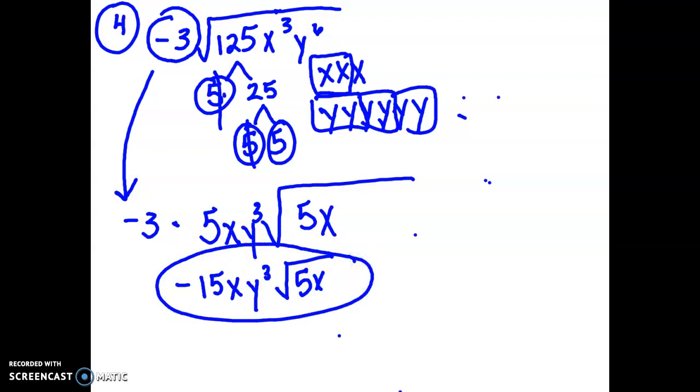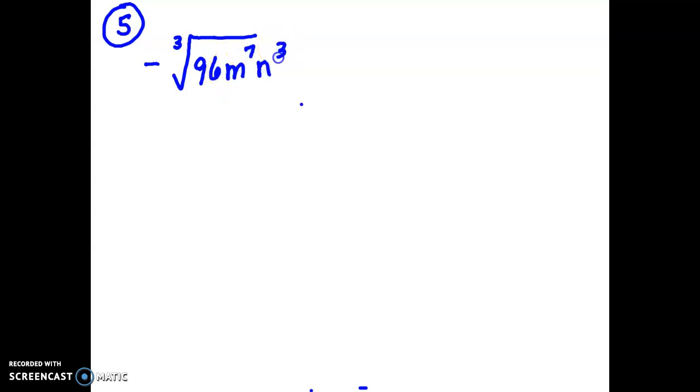Okay, so at any time, I'd like you to just pause the video and try a few. So let's try number 5. Let's write it down, and then you can pause it and give it a try, and then I'll explain it. Okay, so this one has a negative on the outside, and it's actually the cube root of 96 m to the 7th n to the third. So you're finding the cube root. So again, pause the video right here, try it, and I'll continue on.